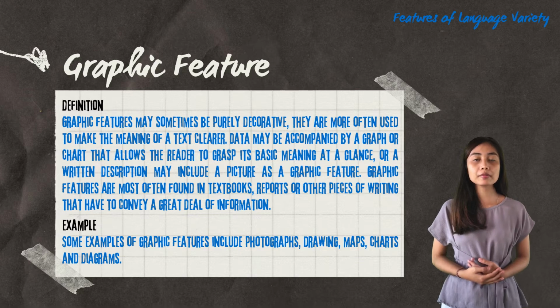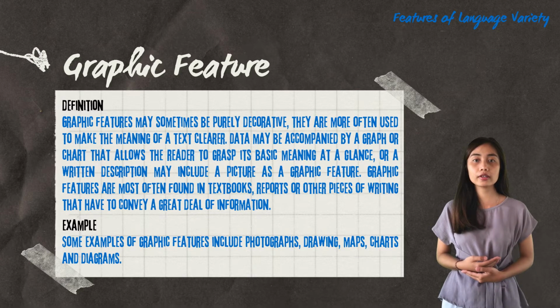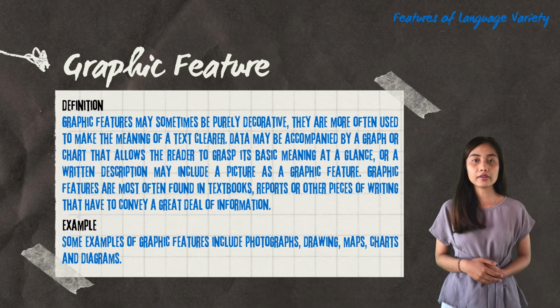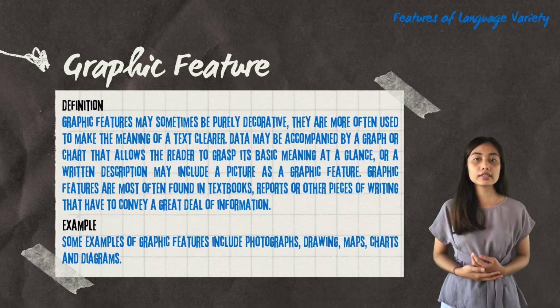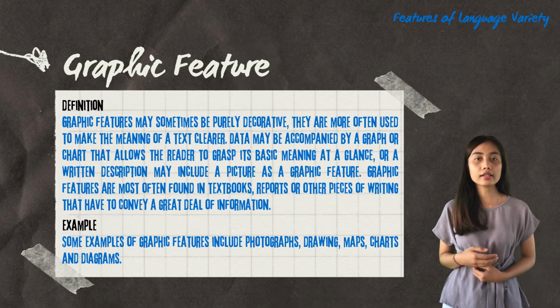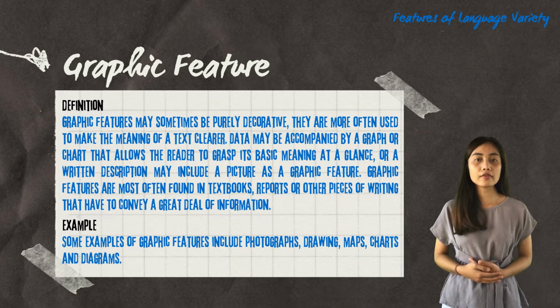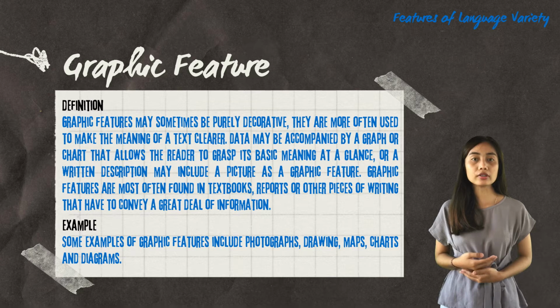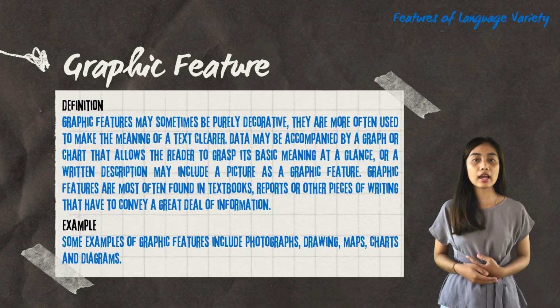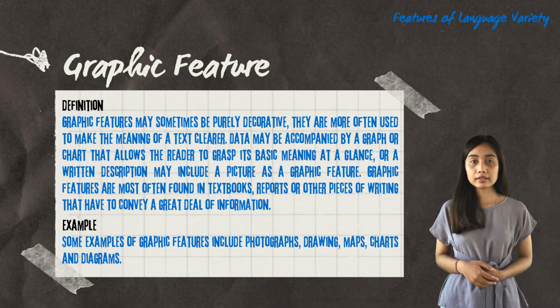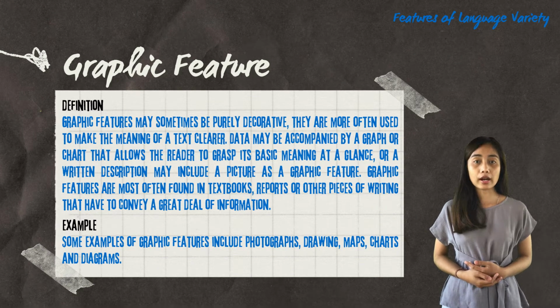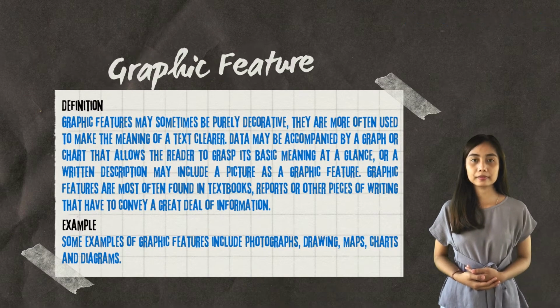Graphic features might sometimes be purely decorative. They are more often used to make the meaning of the text clear. Data may be accompanied by a graph or chart that allows the readers to grasp its basic meaning at a glance, or a written description might include a picture as a graphic feature. Graphic features are most often found in text boxes, reports, or other pieces of writing that have to convey a great deal of information. Examples of graphic features include photographs, drawings, maps, charts, and diagrams.